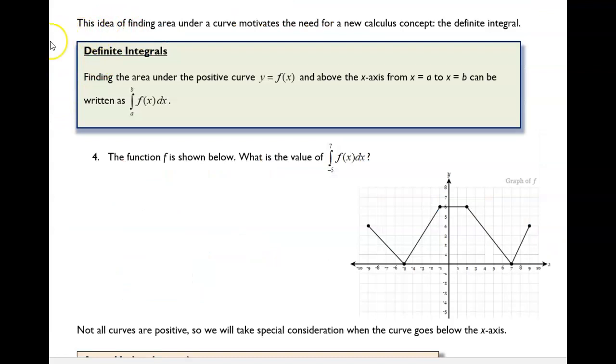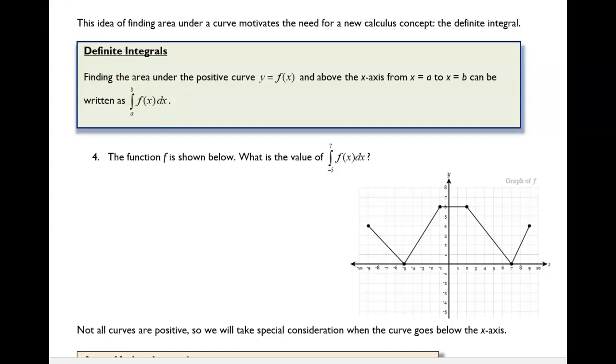So this idea of finding area under a curve motivates the need for a new calculus concept, which we call the definite integral. So when we want to find the area under a positive curve, y equals f of x, and above the x-axis from x equals a to x equals b, it can be written with this symbol. So the way we read this is the integral from a to b of f of x dx. Now the dx you can think of as just a placeholder. So think about the beginning integral as like a beginning parenthesis, and then the dx is like an ending parenthesis. So we always have the integral symbol and the dx there.